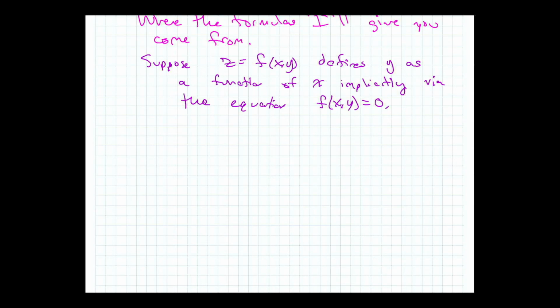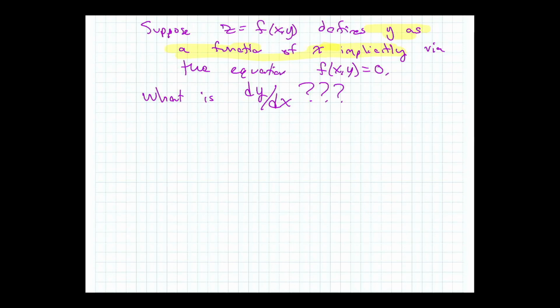So they say it defines y as a function of x implicitly via the equation f of x,y equals 0. And what we want to do is find, for example, dy dx. So that's the game. We want to find dy dx. What is dy dx? Since they mention implicit here, this is going to be implicit differentiation. Okay, and how are we going to do it though? So let's start with what we have here.